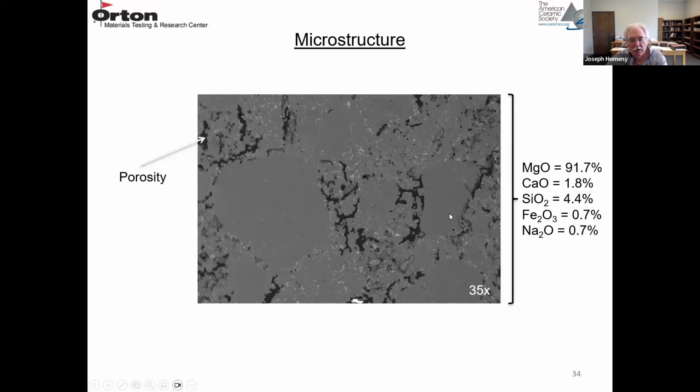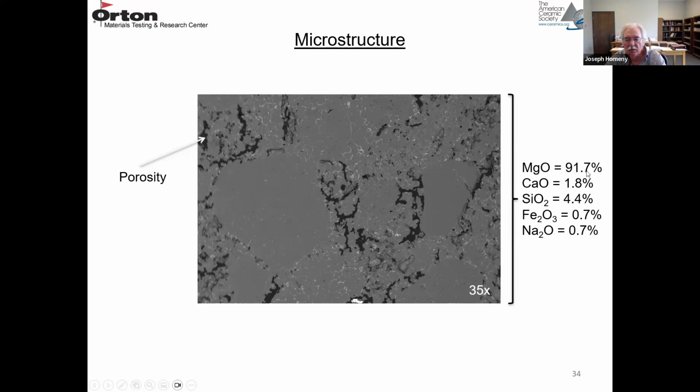So here's an MgO that I looked at. The black would be the pores. You can see a large aggregate here. There's quite a few large aggregates, and in between are the fines in the matrix. And the black is always going to be porosity on these pictures. This is 35X. So in this field of view, we did a chemistry.